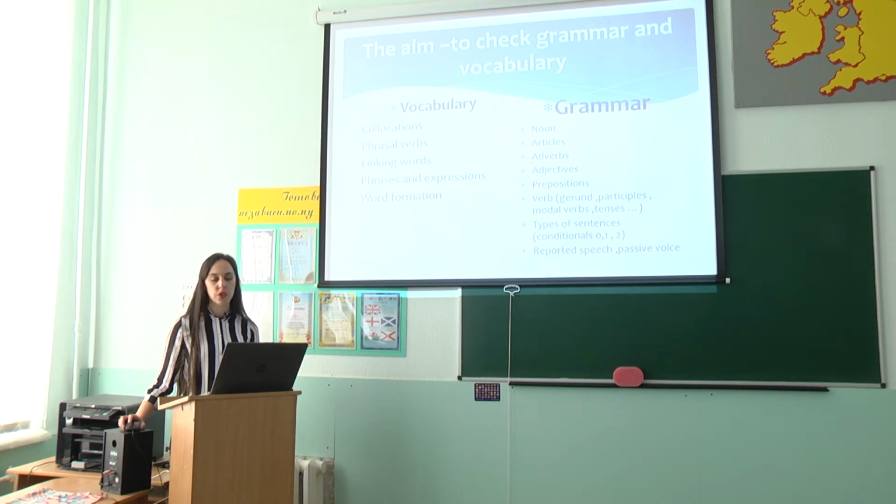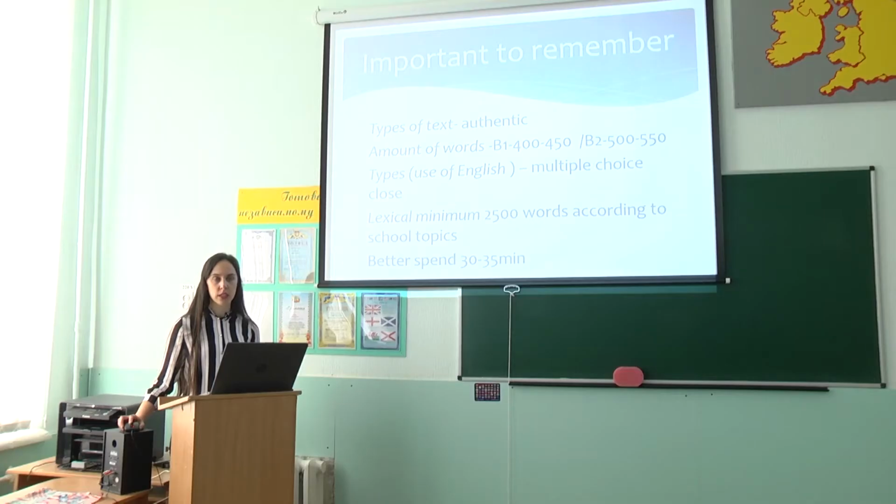Then, the second one: reported speech and passive voice. That's important to remember. The types of text are authentic texts, I mean types of text in use of English. Then the amount of words in B1 level is 400 to 450, in B2 level it is 500 to 550.